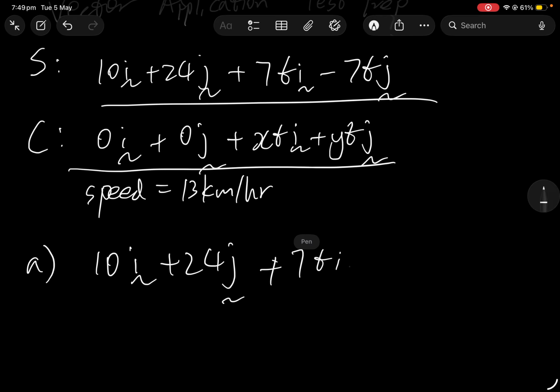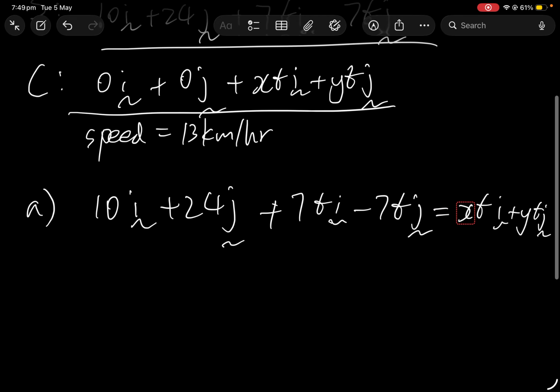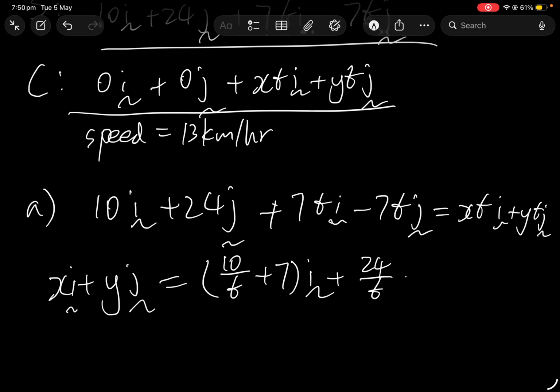7ti take 7tj equals xti plus ytj. Now I only want x and y. So that just means xi plus yj will just be equal to 10 over t plus 7i and 24 over t take 7j.